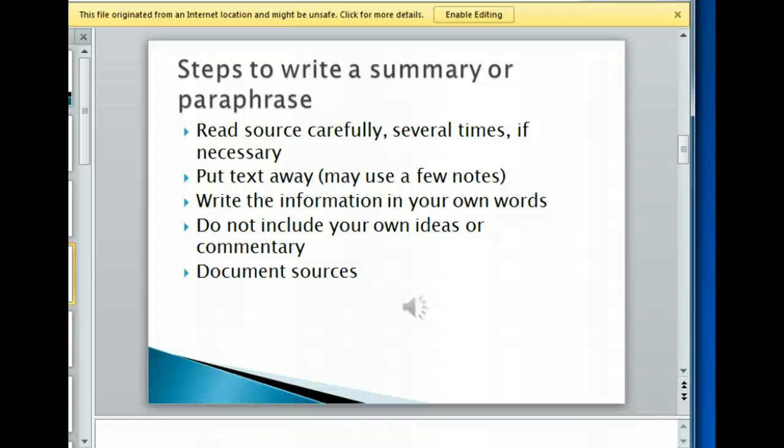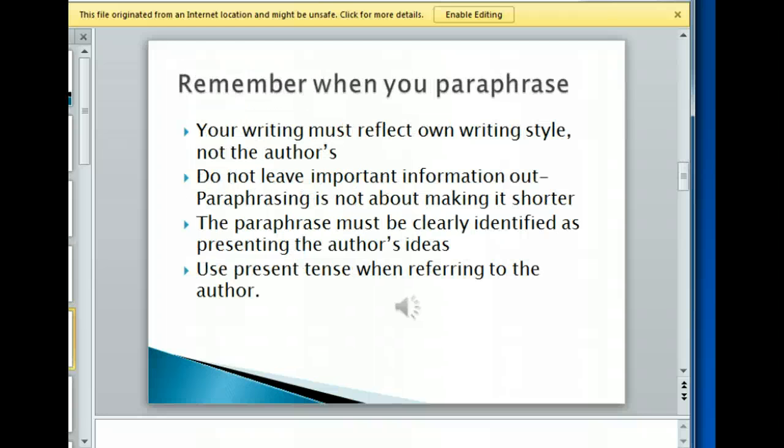And the important thing is not to include your own ideas or commentary, because a summary is not about what you think, but it's about what the author said. And then you document where you took the information from.